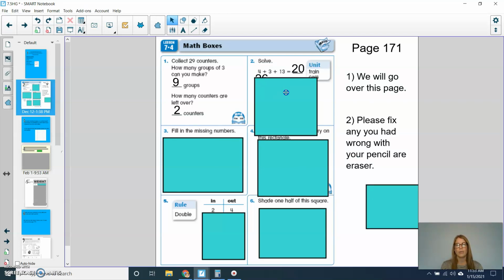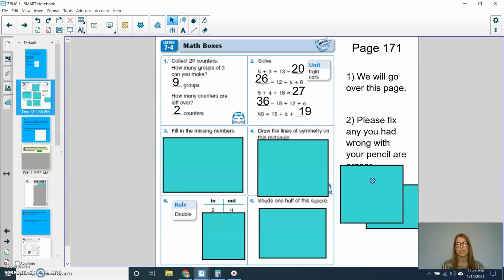For question 2, we have 4 plus 3 plus 13, which equals 20. 12 plus 6 plus 8: if we did 12 plus 8 first to get 20, add 6 more to get our 26. We have 5 plus 4 plus 18, which got you to 27. 18 plus 12 plus 6, you could group your 18 plus 12 first to get you to 30, and then add your 6 more. And then 15 plus 6 plus 19 would bring us to 40. So you probably figured out 15 plus 6 first, which was 21, and then think 21 plus how much more, or think 40 minus 21 to figure out 19.